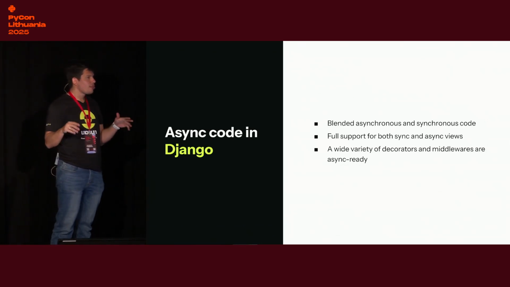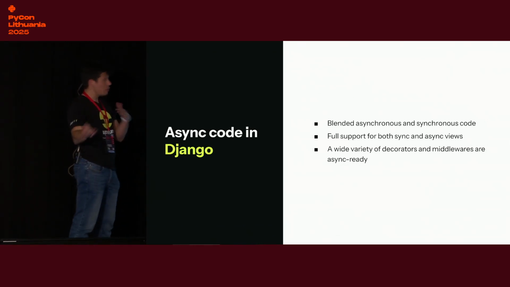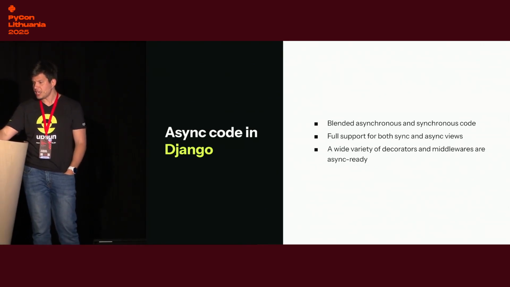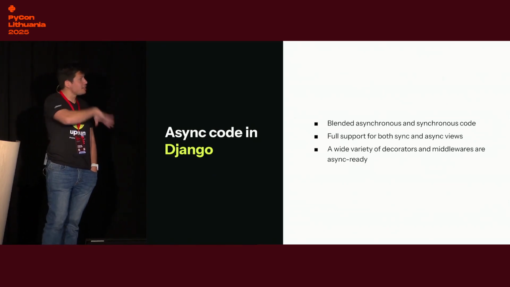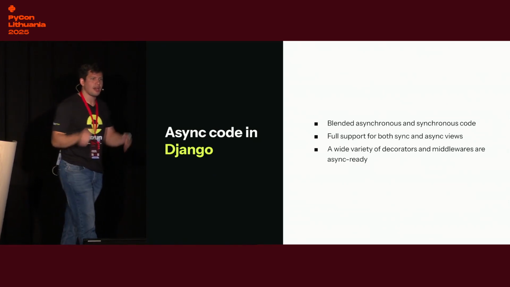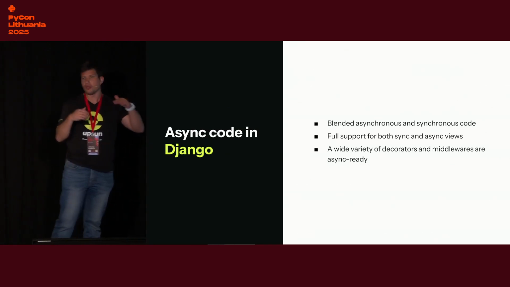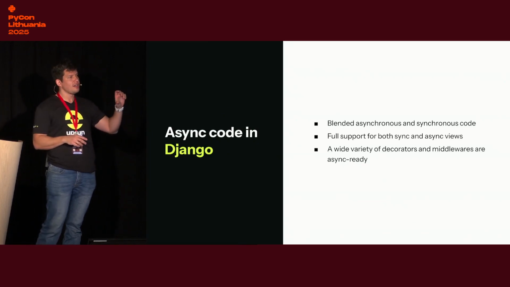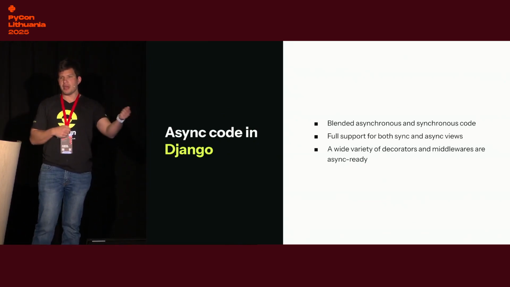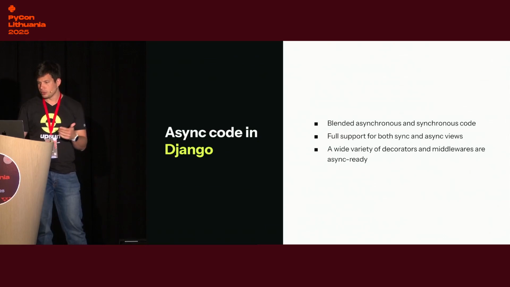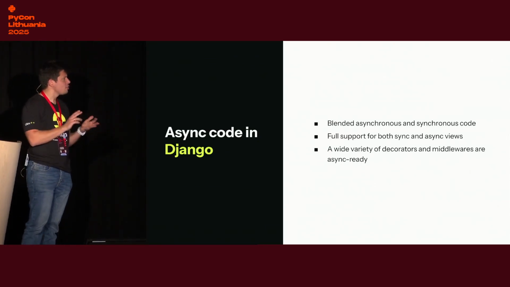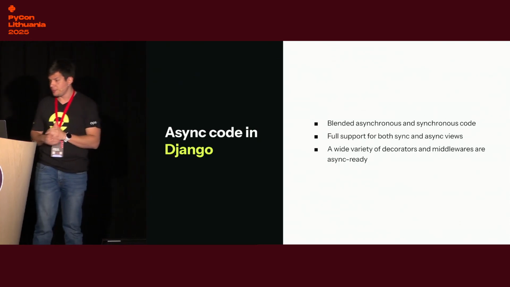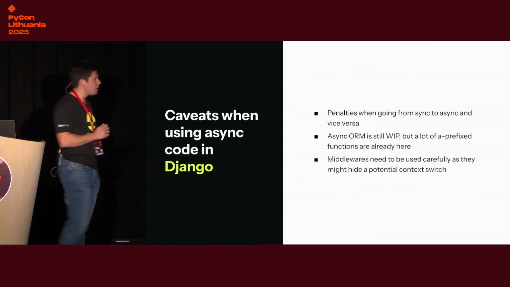Of course, it's not easy to switch an application from one day to the other. So the good thing about Django is that you can have blended asynchronous and synchronous code inside it. There is full support for synchronous and asynchronous views, so you can start implementing asynchronous code in your views one by one. Or you can find those parts of your application that are very dependent on database queries or API calls, and start changing your code there. And there is a wide variety of decorators and middlewares that are async ready. So you can use the same decorator either on an async view or a synchronous view, and then have everything running smoothly.